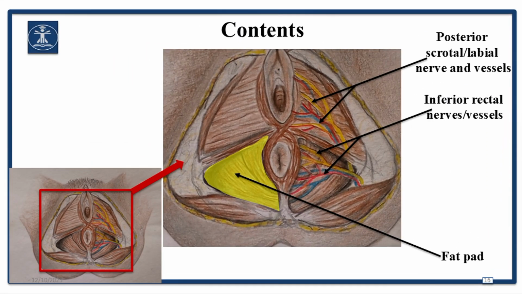A few details about the content. We have number one, the most abundant content of the ischioanal fossa, which is the fat pad. The fat pad is the most abundant content of the ischioanal fossa. As you can see in the image here, we have the fat pad.